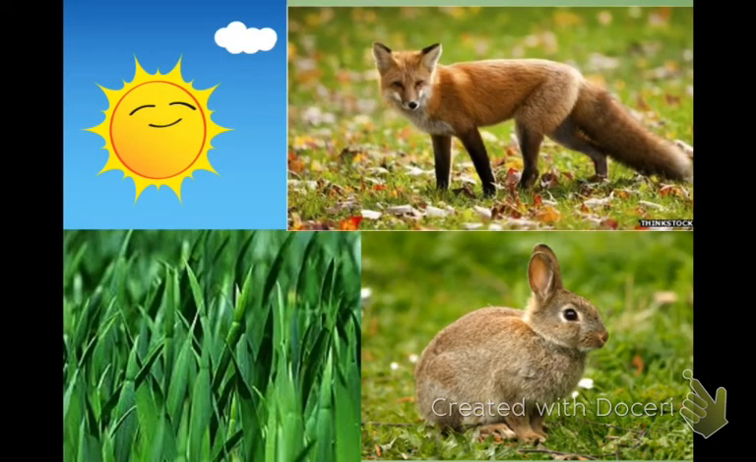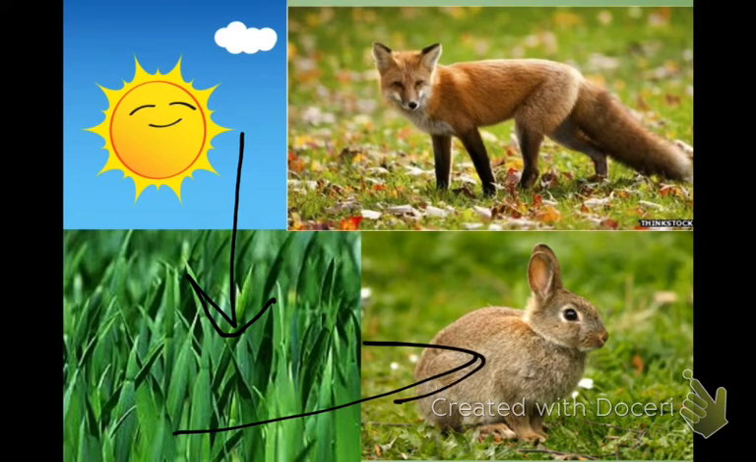So, for example, if you were to make this into a food chain, the energy from the sun goes to the grass. The energy from the grass is going to go to the bunny, and the energy from the bunny goes to the fox. So that's the direction that your arrows would go.